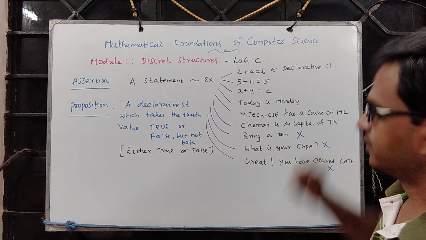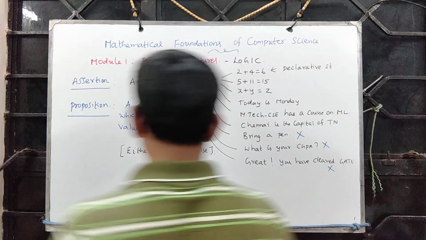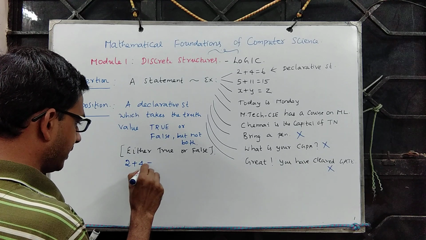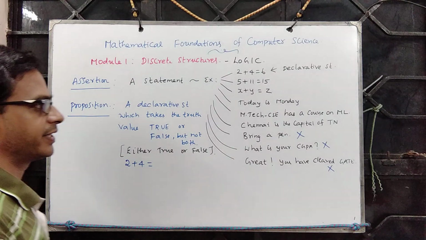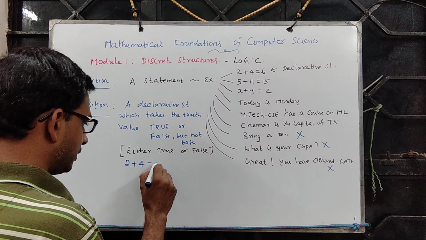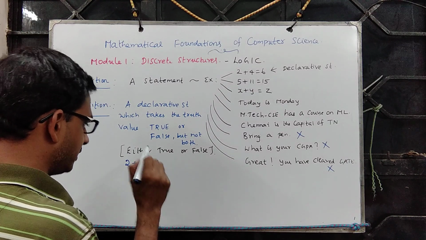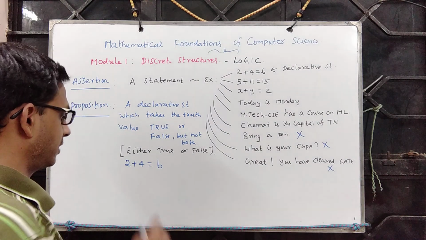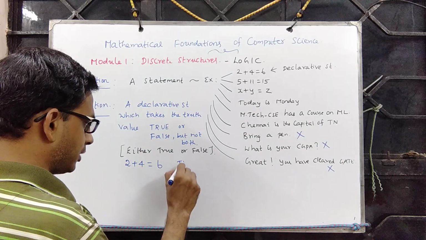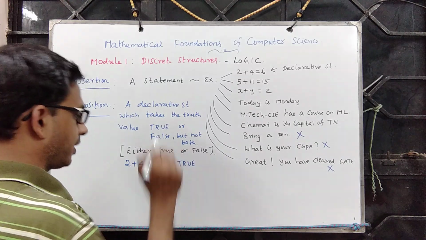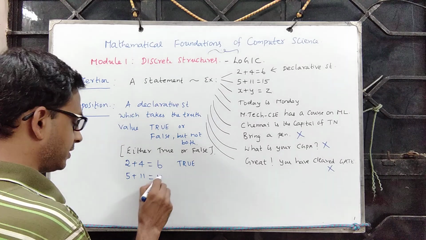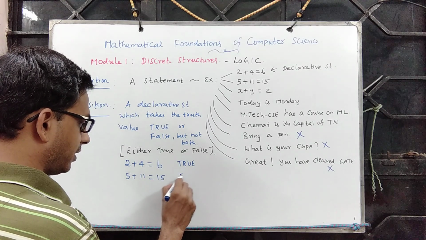Look at this one. 2 plus 4 is 6. It's a declarative statement expressing a fact. That's the definition of a declarative statement, right? It expresses some fact. Whether it is true or false is what we are interested in. The statement says 2 plus 4 is 6. It is true. And 5 plus 11 is 15. It is false.